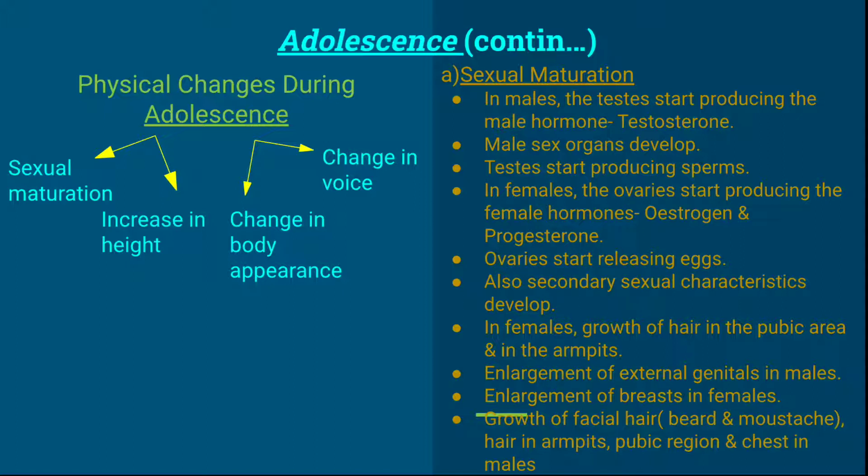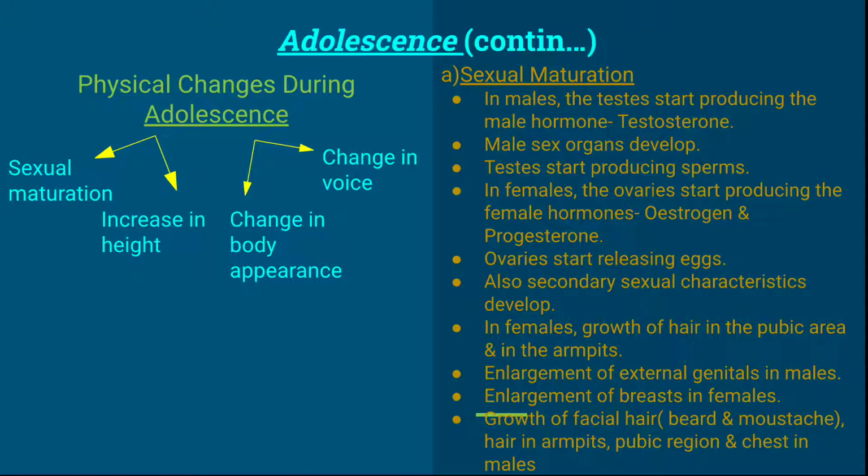In males, the testis starts producing the male hormone testosterone. Male sex organs develop. Testis starts producing sperms. These are conditions in males. In females, the ovary starts producing the female hormones, estrogen and progesterone. Then the ovary starts releasing eggs. Also, secondary sexual characters develop in both the males and the females.